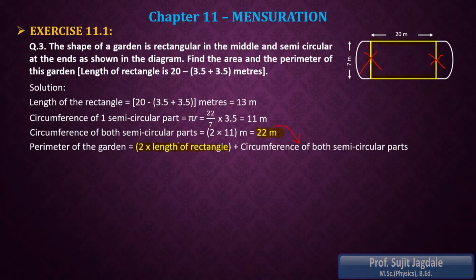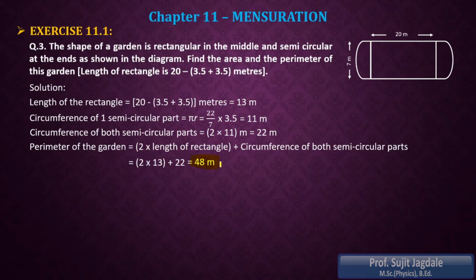And what is the length of the rectangle? It is 13 meter. They had given in the example 20 minus 3.5 minus 3.5, so that is already given. So just put down the values: 2 into 13 plus 22. We know that 13 2s are 26, so 26 plus 22 will become 48 meter, which is the perimeter of this given garden.